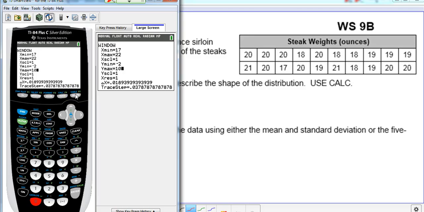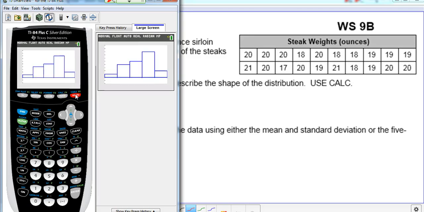You can do a zoom stat, but I don't really like the categories they pick. Now, if you do trace, it says my minimum is 17 up to values less than 18. So all the 17-ounce stakes are represented there, and it says N is 1, meaning there's 1 stake in that category. If I move it over, I get 4 stakes in the 18-ounce category. How we doing? Anybody have a question?